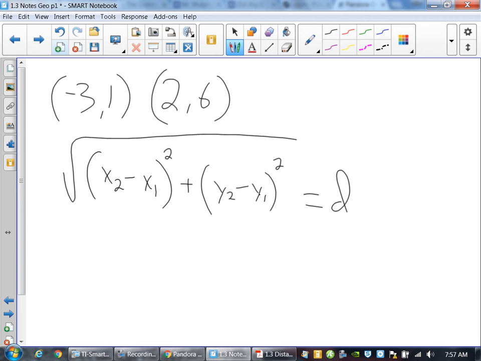There's your distance. Math, exactly. That's the distance formula, guys. The distance formula is nothing but the Pythagorean theorem on steroids. That's all it is. It's the exact same thing as the Pythagorean theorem. Find out how far apart the x's are, how far apart the y's are, square them, add them together, take the square root, done.